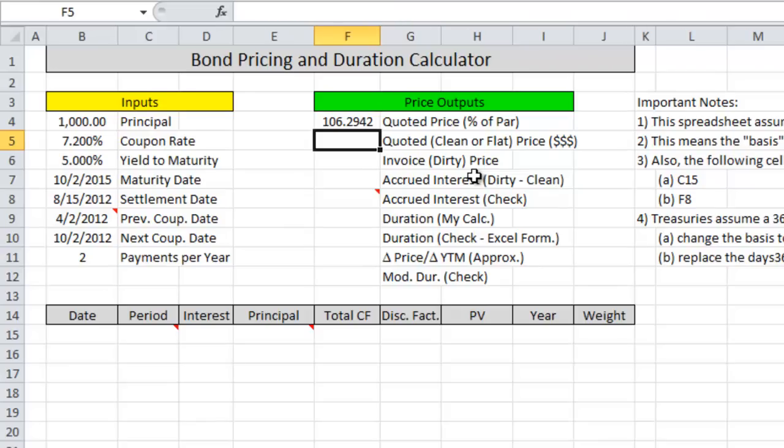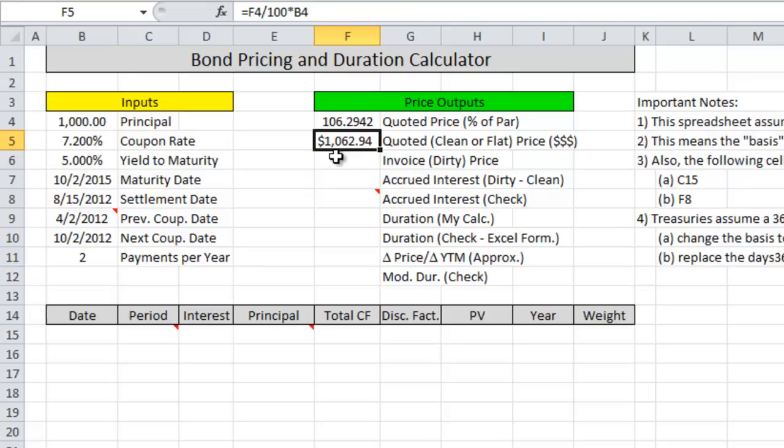If you want to translate that into an actual dollar value, you would just take your percentage of par value right there, divide it by 100, and multiply it by the actual par value or principal. So this bond should be trading at $1,062.94. Now that's the clean or the flat price. In other words, that's the value of the bond.